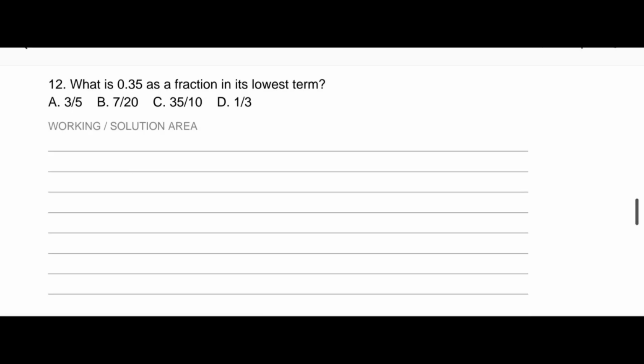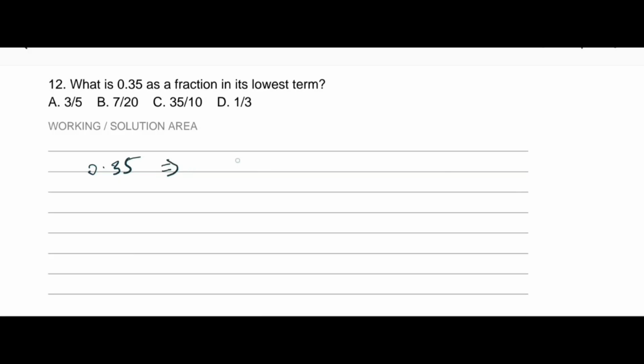What is 0.35 as a fraction in its lowest term? Do you understand the question? In order to write 0.35 as a fraction in its lowest term, what you have to do will be to write the decimal as a fraction first. So how do you write 0.35 as a fraction?